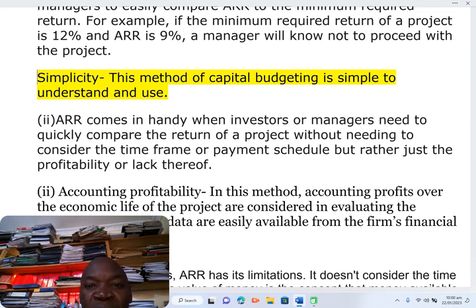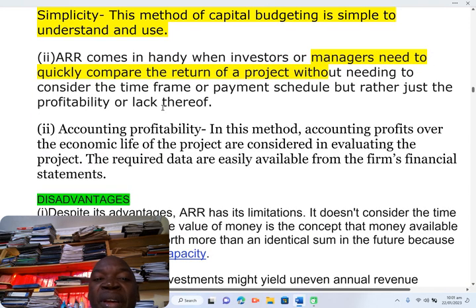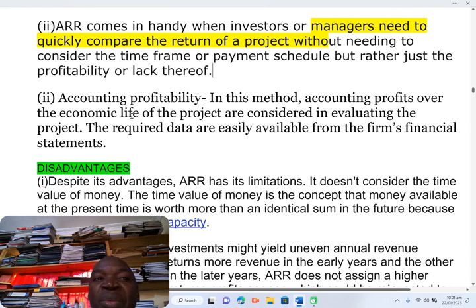Number two, this method is handy when the investor or managers need to quickly compare the returns of projects without needing to consider time frame or payment schedule, but rather just profitability or lack thereof. So this method is applicable when the project manager does not require the time value of money. You want to see profitability without considering the time value of money. That is how this is to be considered.